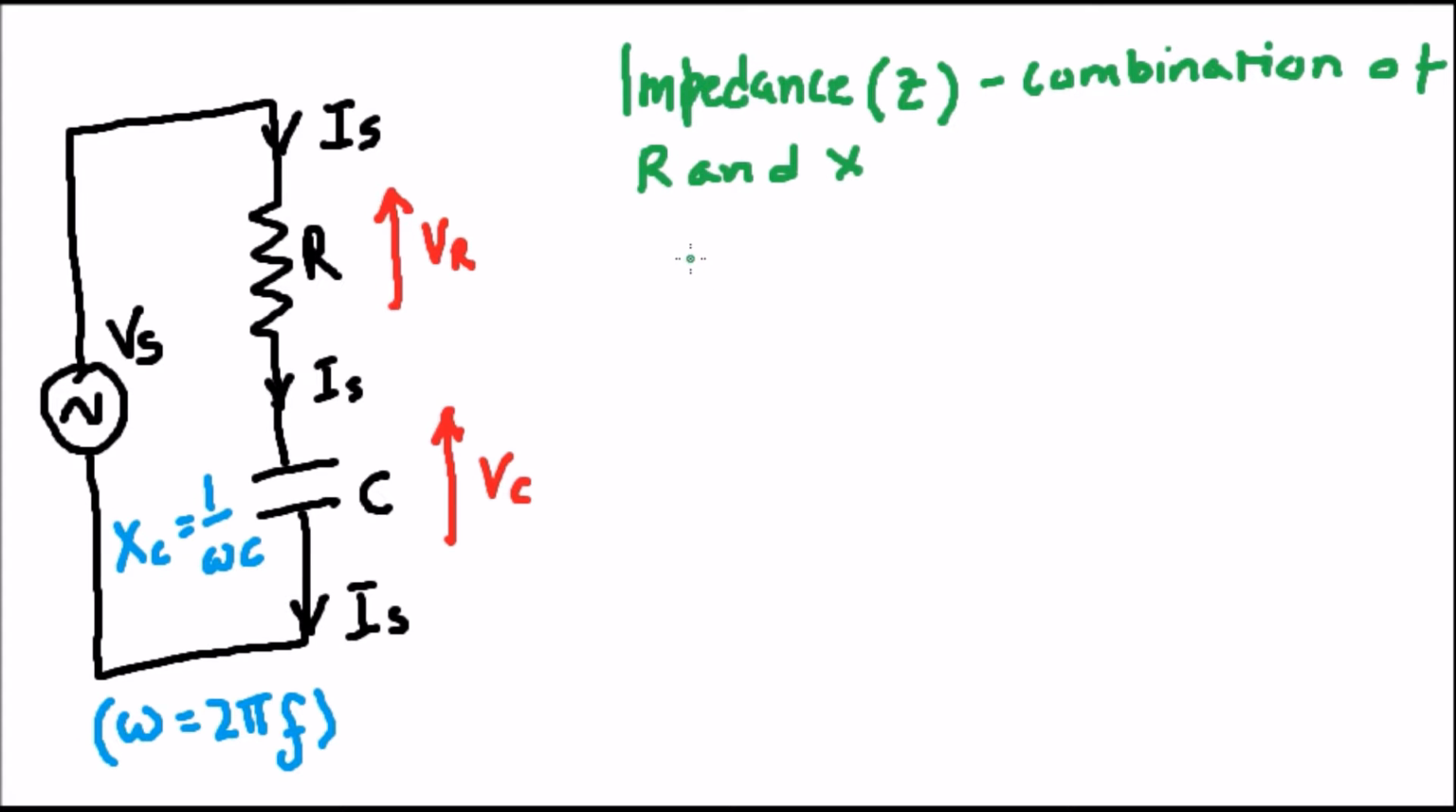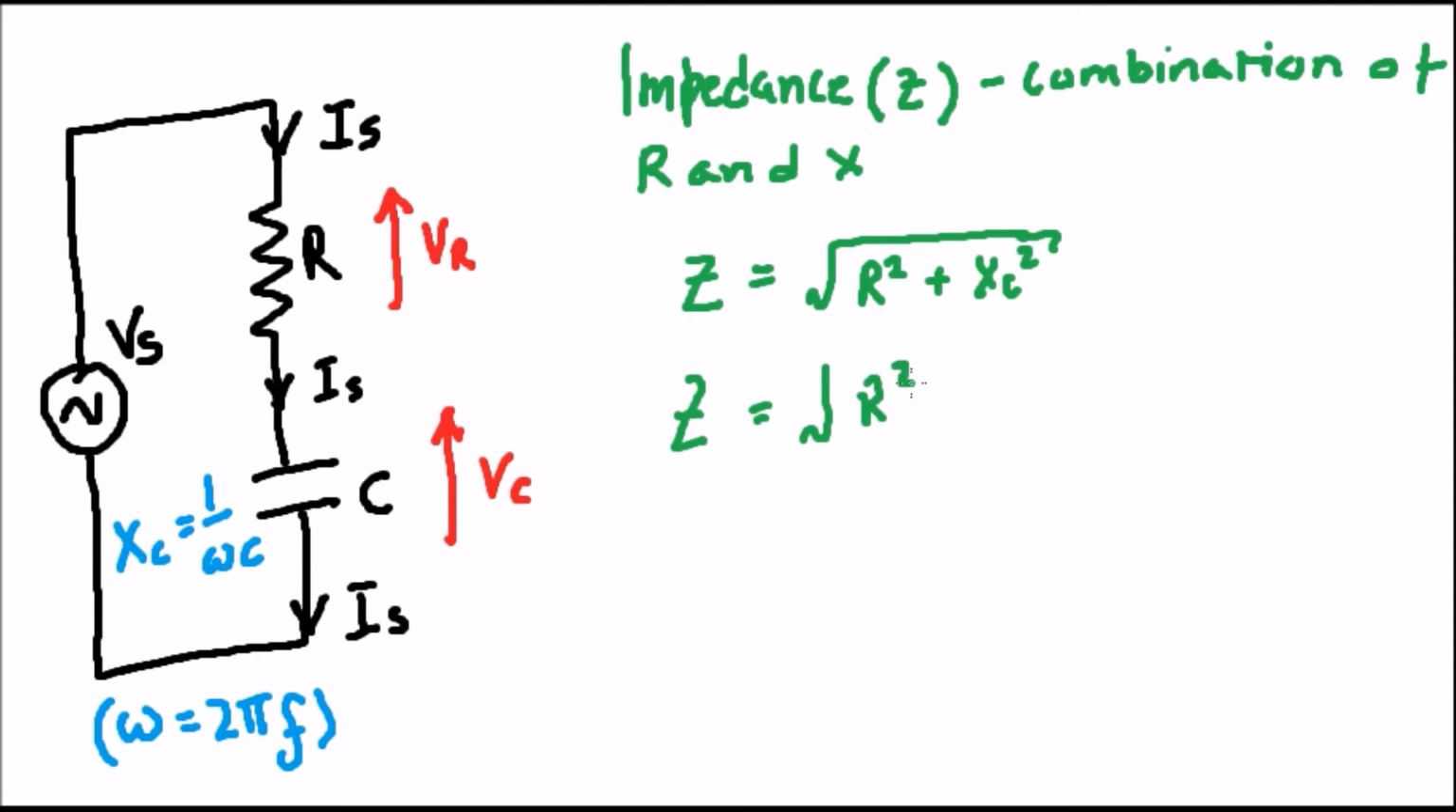However, because the phases of V and I are different in the resistive load compared to the reactive circuit, we can't simply add them together. They have to be combined as shown below, with Z equals the square root of R squared plus Xc squared. If there was also inductance in the circuit, the formula would be modified as shown below. An example will make this a little bit clearer.